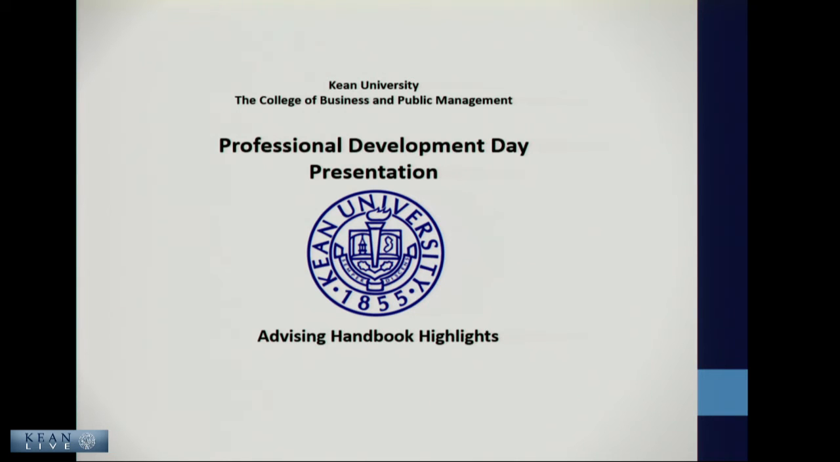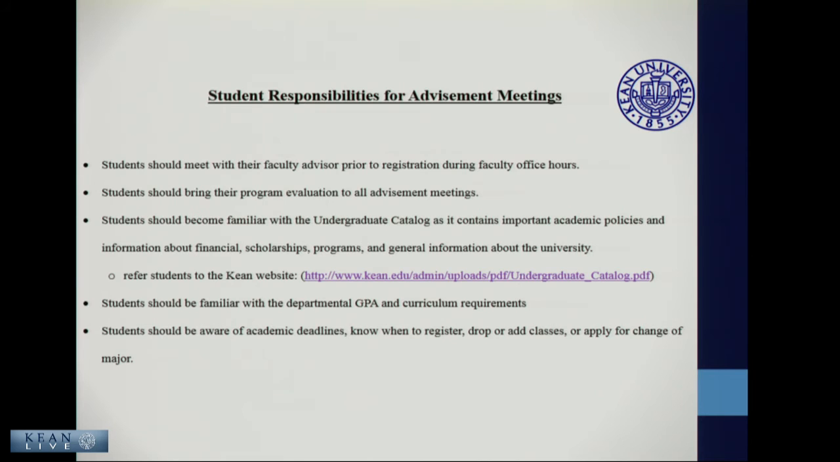But here's a few things that we had in the handbook, and again, the full version is up in front. In there we have the student responsibilities. We included that because it is important that students be responsible for their own education. Students need to meet with their faculty advisor at Kane every semester to keep them on track, kind of like a physician does. Students need to bring their program evaluation with them to the session.